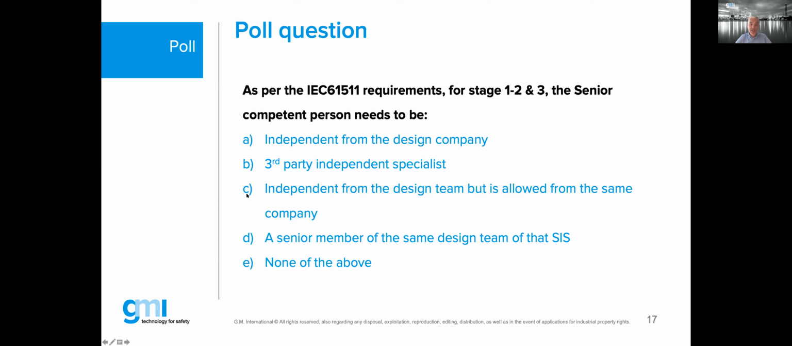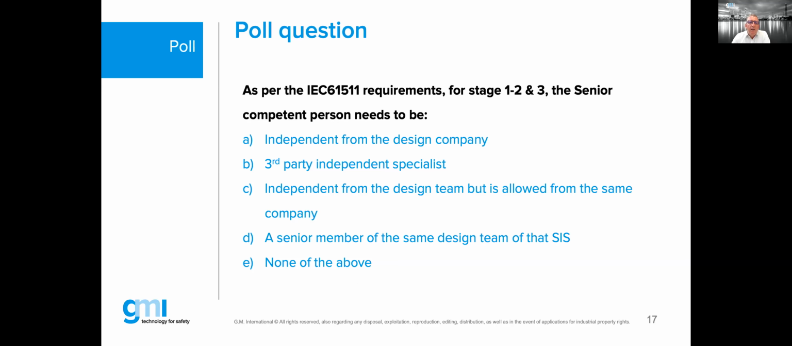Choice number C, needs to be independent from a design team, but is allowed from the same company. So that means that is a different statement than statement A. Then D, a senior member of the same design team of that system, or the last choice is none of the above. So we are waiting a few more seconds, because I see that nearly 60% has voted, so that's good. Okay, don't be shy.